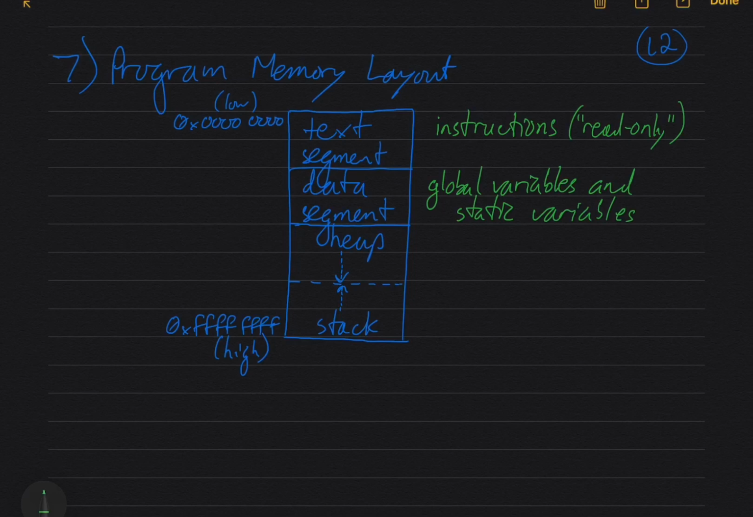Okay, the heap is used for dynamically allocated data. So when you malloc something, or in C++ if you new something, it's coming from the heap. So dynamically allocated memory. And then the stack is the call stack, and it has everything to do with functions.